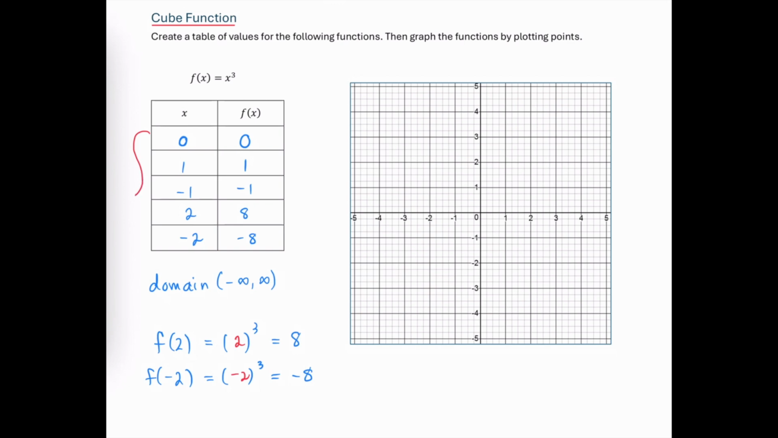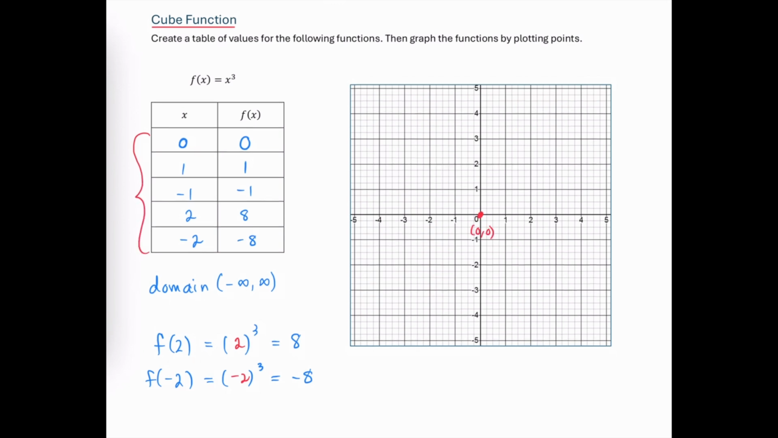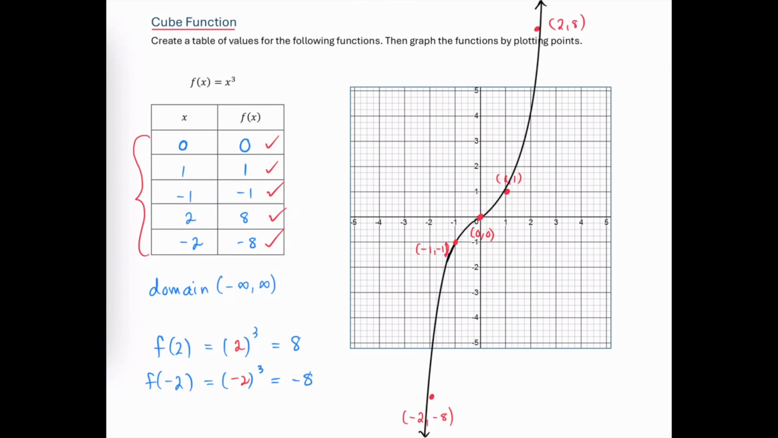Now we're ready to plot all these points in order to help us determine the shape of the graph. So we plot (0, 0), (1, 1), (-1, -1), (2, 8). My Cartesian plane isn't quite big enough, but let's just say it's somewhere up here, and (-2, -8), which again we'll have to estimate is somewhere down here. The shape of this graph is kind of snake-like. It does need to pass the vertical line test.